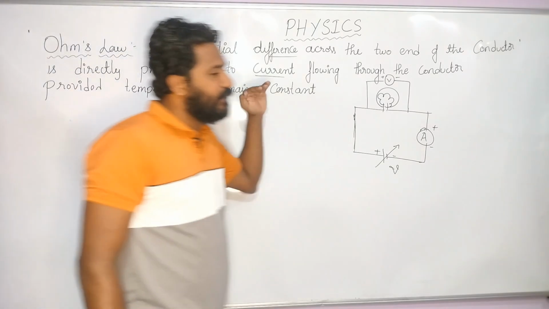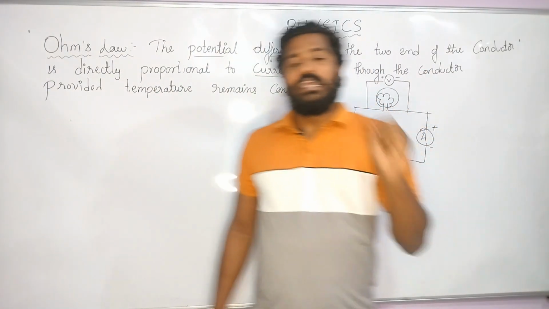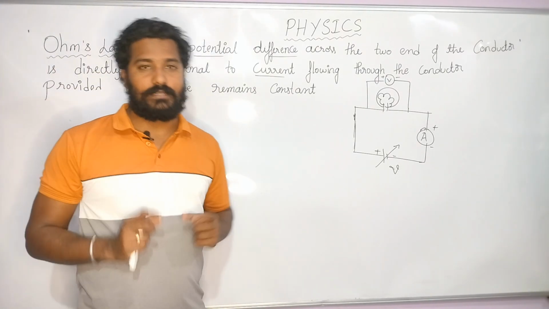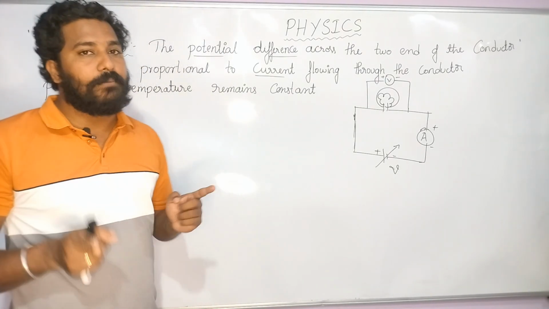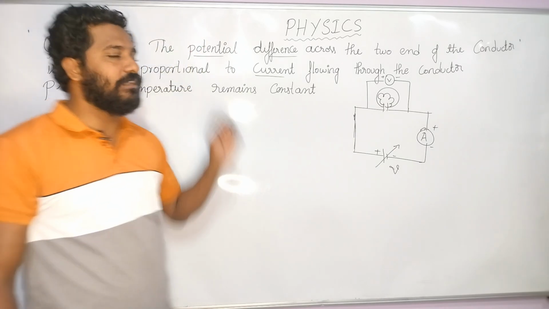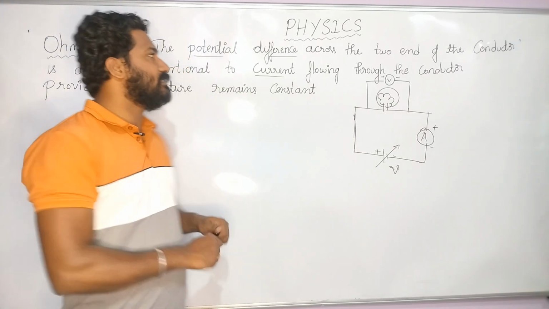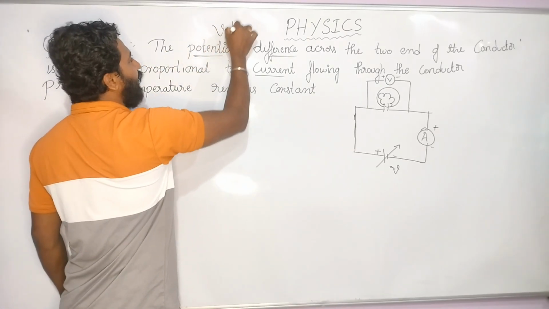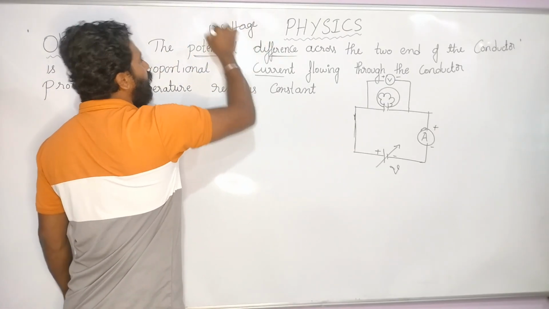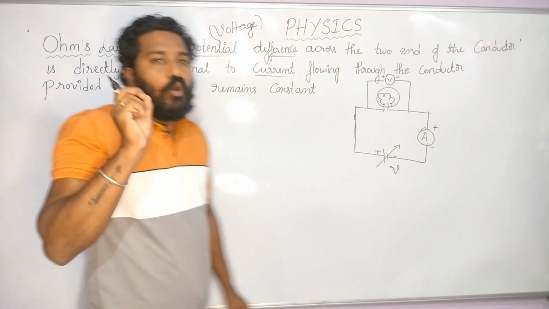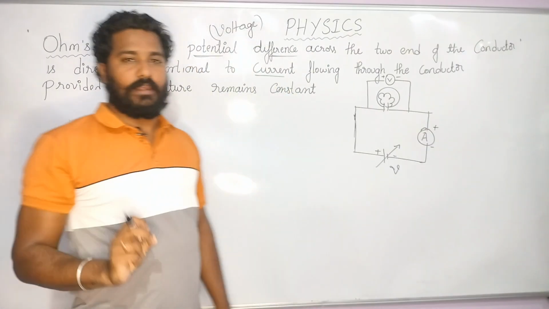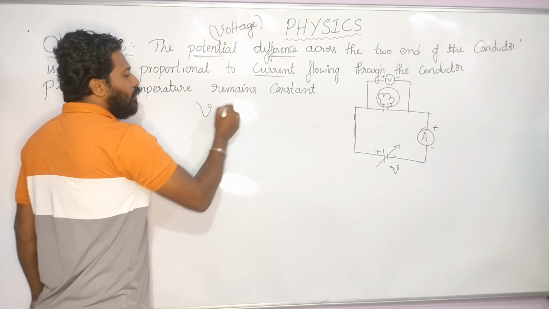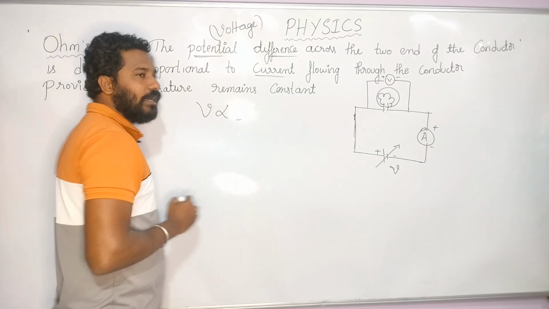The potential difference across the two ends of the conductor is directly proportional to the current flowing through the conductor, provided temperature remains constant. Very important, the statement. What do you mean by potential difference? Potential difference means voltage. Voltage is directly proportional to current. So this is a simple Ohm's law. What does Ohm's law say? Voltage is directly proportional to current.